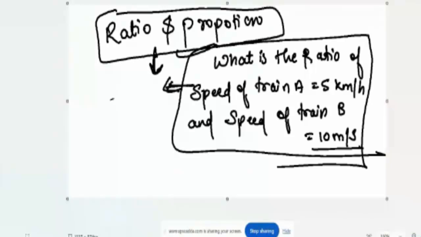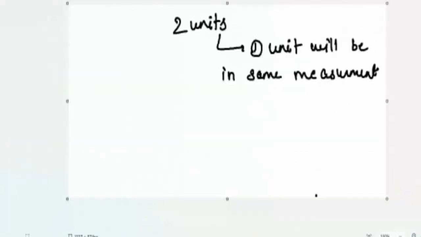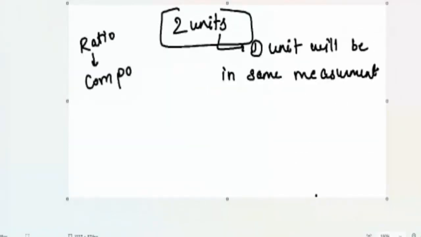The units are different, and we need to convert one unit to the same unit. Yes, ma'am. Great, that's what I wanted to ask. The first speed is 5 kilometer per hour and the second is 10 meter per second. You have to focus on one thing: we have two different units here. This one is kilometer per hour and this one is meter per second. Both units are very different. The issue is all about comparison, and you need to compare two units in the same proportion, correct?